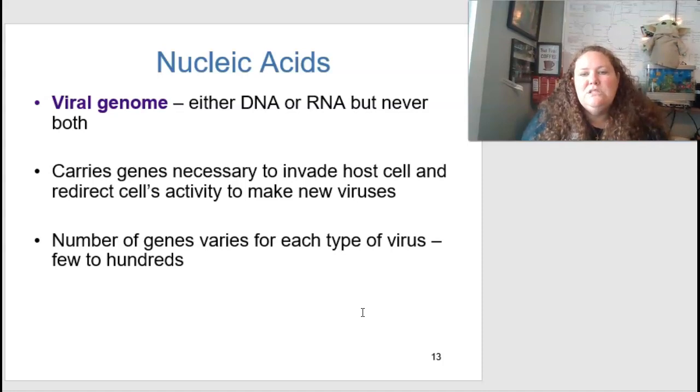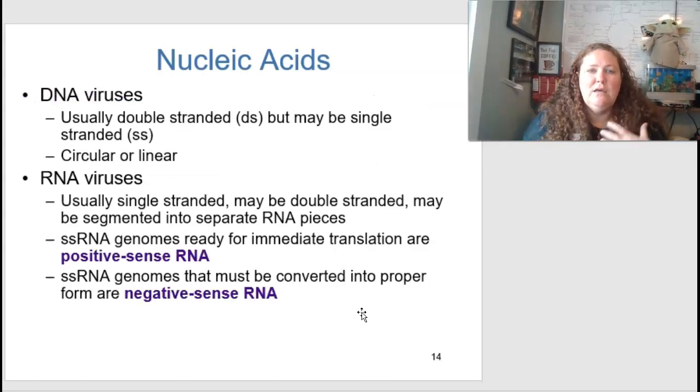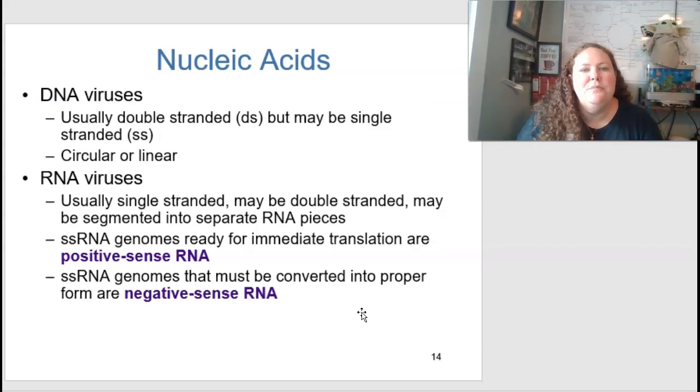And then the number of genes varies for each type of virus, from a few up to hundreds, right? So it just depends on the severity of hijacking and the type of virus and what they need. So DNA viruses usually use double-stranded DNA, but they also could be single-stranded. And so double-stranded is abbreviated DS, single-stranded is SS. And this DNA can either be circular or linear. Okay, so a circle or a line.